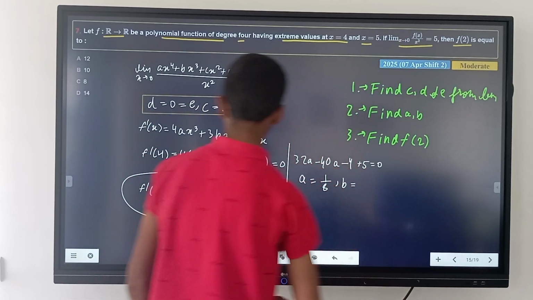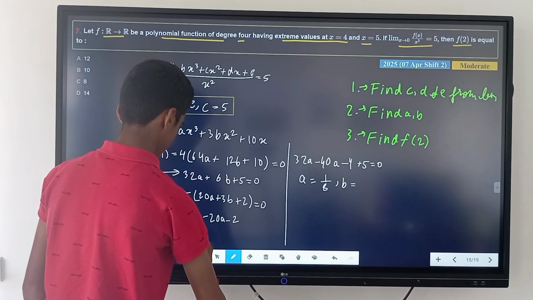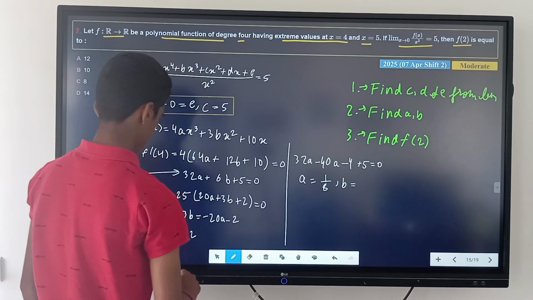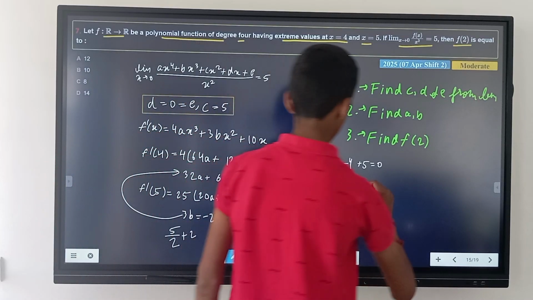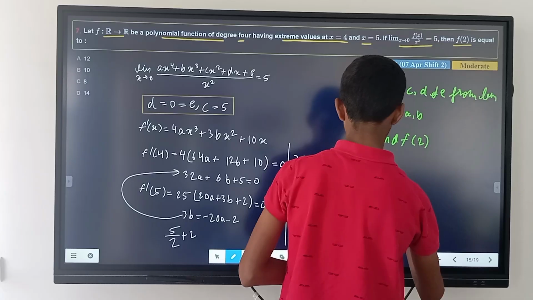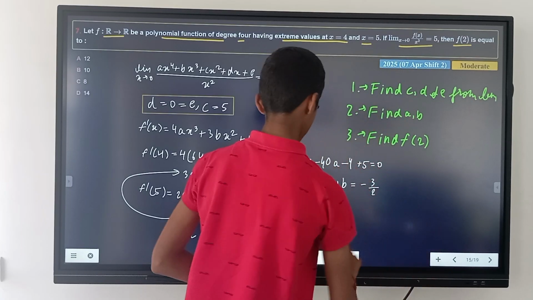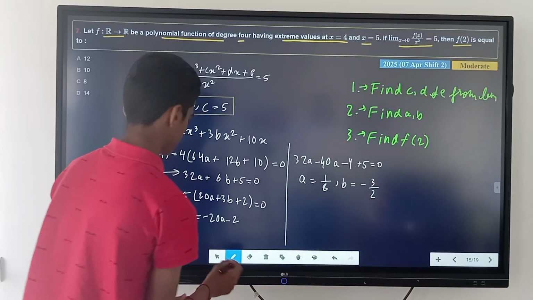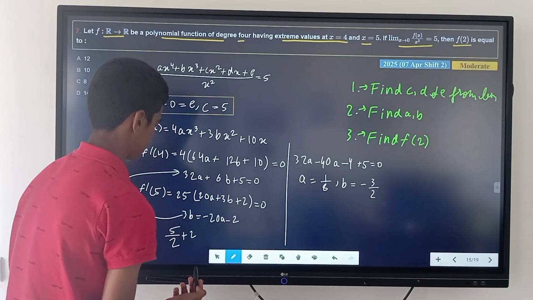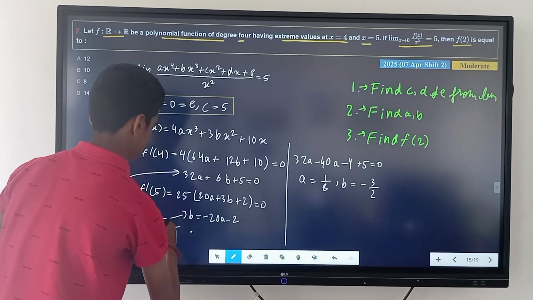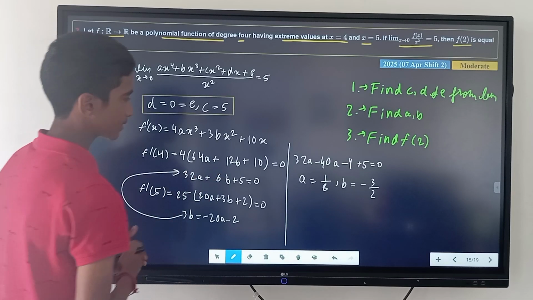Then our B will be equal to 5 upon 2 plus 2, 4, 9 upon 2. B will be minus 9, minus 3 upon 2. Let me check once more. 4, 5, 4, 2, yes. Sorry for the calculation mistake in this step.